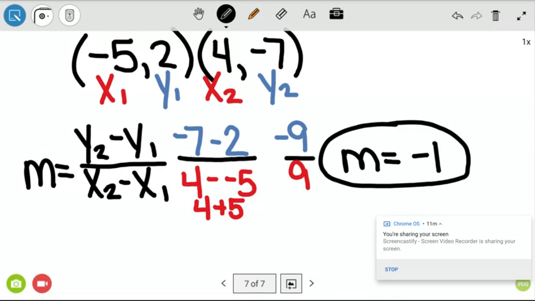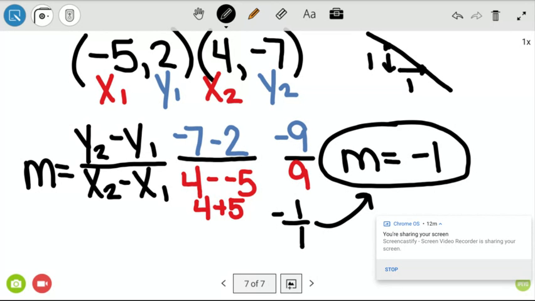And so what that would mean on a graph, from point to point, you go down 1 and over 1, because that's actually -1 over 1, but we can always write it as a whole number. So it would go down 1 and over 1 from point to point, and it would look like that on our graph. All right, I have two more examples with the slope formula, and then we'll talk about intercepts.